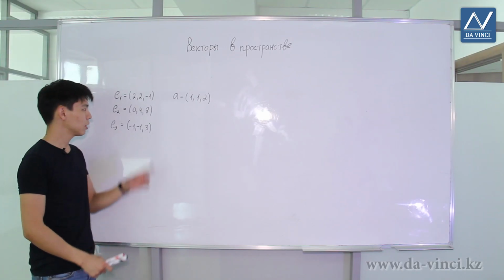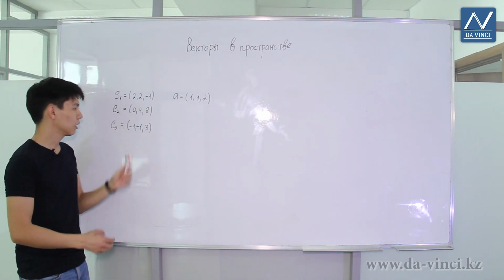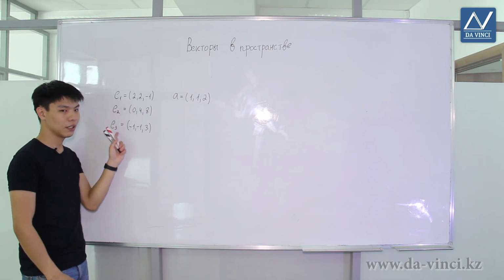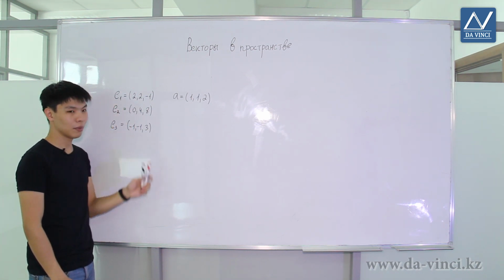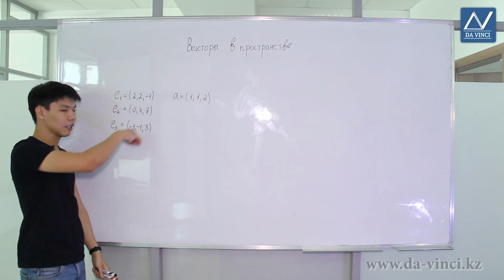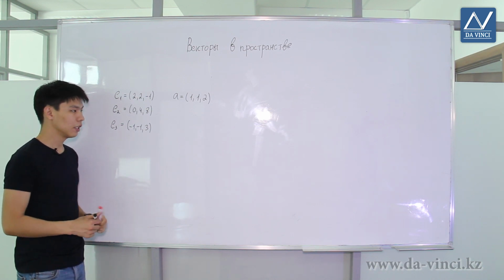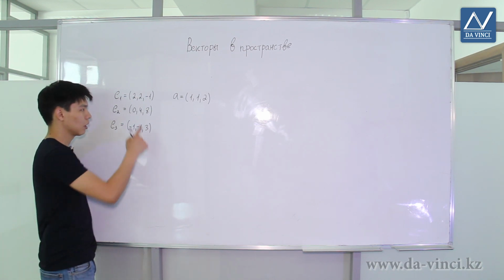Let's consider an example. So we have vectors e1, e2, e3, and vector a. It is required to prove that the vectors e1, e2, e3 form a basis and express the coordinates of the vector a in this new basis. In order to prove that these three vectors form a basis, we need to prove that these three vectors are linearly independent. The easiest way to do this is as follows.